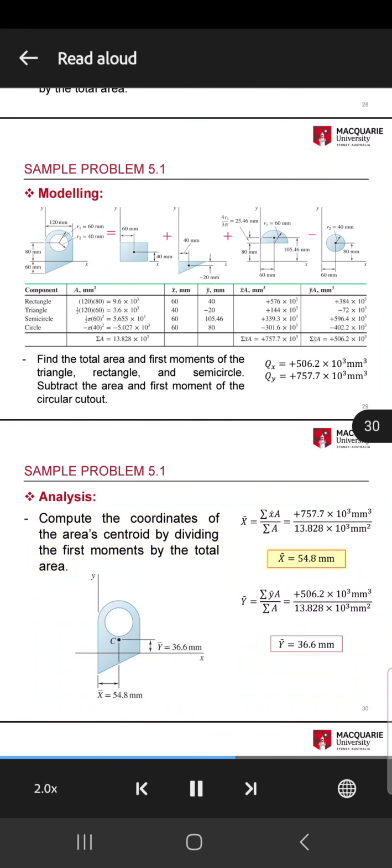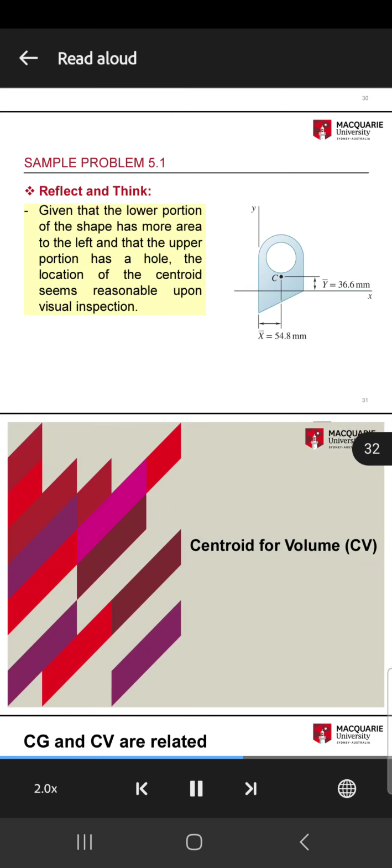X-bar equals 54.8 millimeters. Y-bar equals 36.6 millimeters. Reflect and think. Given that the lower portion of the shape has more area to the left and that the upper portion has a hole, the location of the centroid seems reasonable upon visual inspection.